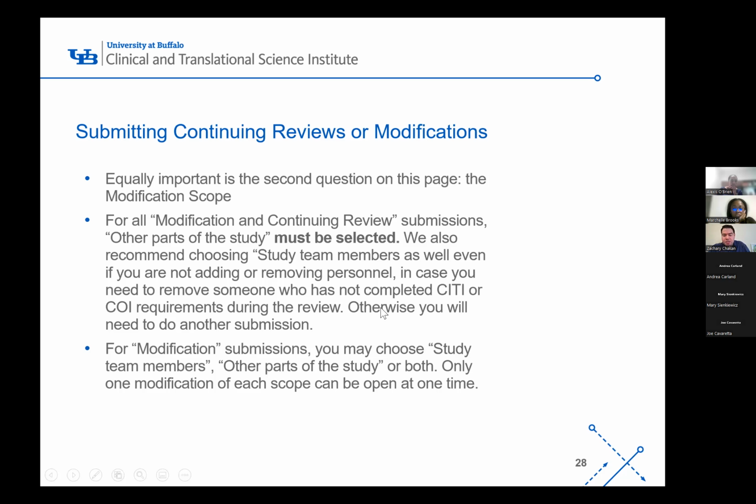For modification submissions, you may choose study team members, other parts of the study, or both. And only one modification of each scope can be open at the same time. So you could have a continuing review where you choose other parts of the study, but then you didn't choose study team members, and later you go, oh no, I wanted to add Sally to the study. You can still open a separate modification to add Sally to the study, and that would be reviewed separately, and that's okay.